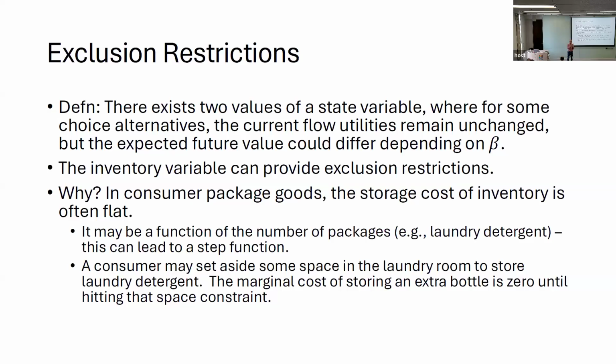If you can find a state variable, and for some values of that particular state variable, the current flow utility remains unchanged. But when the value drops, in this case, the inventory drops, your expected future payoffs may be different, right? You may be worried that I'm going to be finishing this bottle. I'm going to be really thirsty, and I may have a strong incentive to buy as a result, anticipating that I don't want to end up in a situation where I don't have anything to drink.